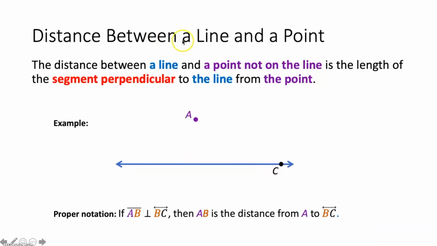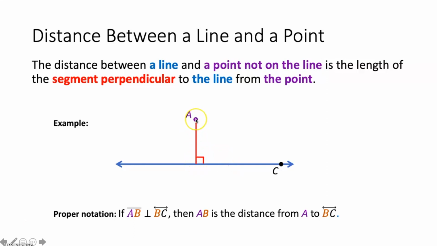Now, the distance between a line and a point says the distance between a line and a point not on the line is the length of the segment perpendicular to the line from the point. So this is the whole reason we just talked about the perpendicular postulate. That said that if you have a line and a point not on the line, there's only one line that you could draw through the point that's perpendicular to the given line. So if there's only one line that you can draw that's perpendicular to the given line, then that is the distance because it's the shortest length from the line to the point. Anywhere else would be farther than this perpendicular distance.